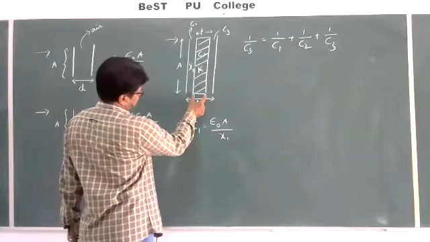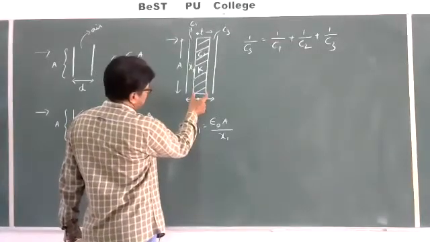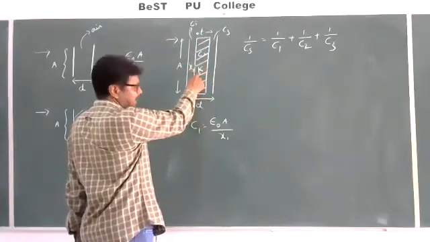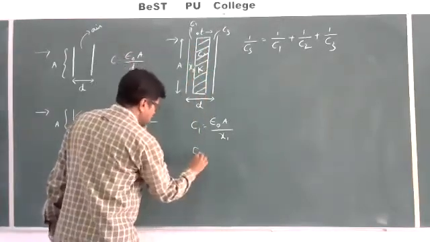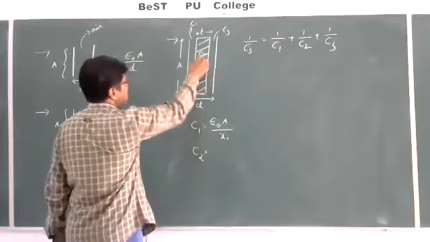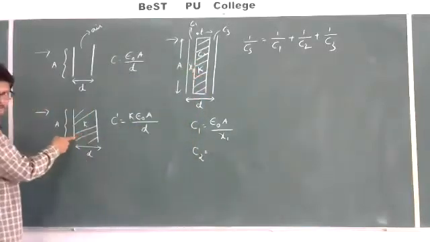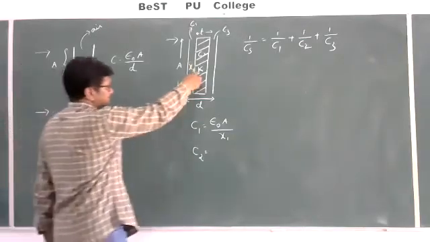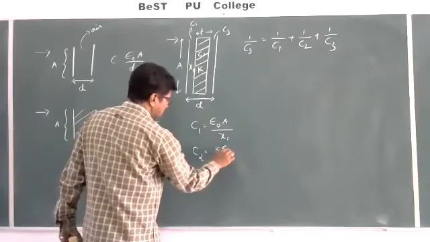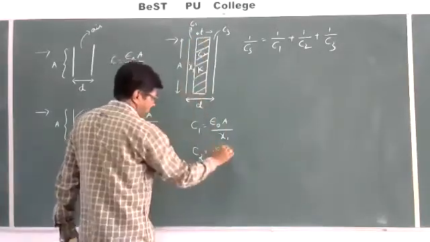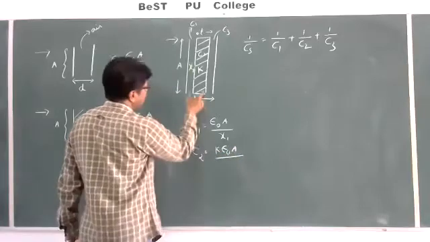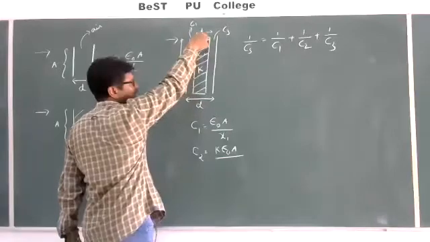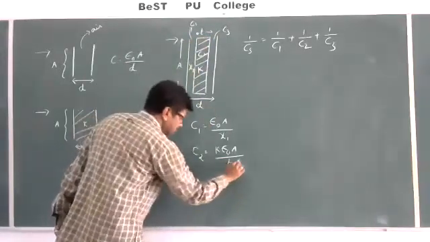Next, the second capacitor. The space between the two plates in the second capacitor is completely filled with a dielectric of constant K. Then C2 is equal to, because it is completely filled with a dielectric medium between the two plates, K epsilon naught A, where the area of the plate is A only, but the distance between the two plates is equal to the thickness of the dielectric slab, T.